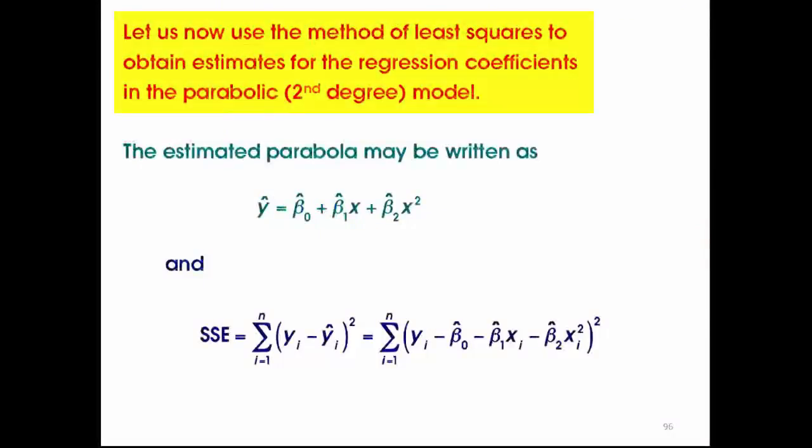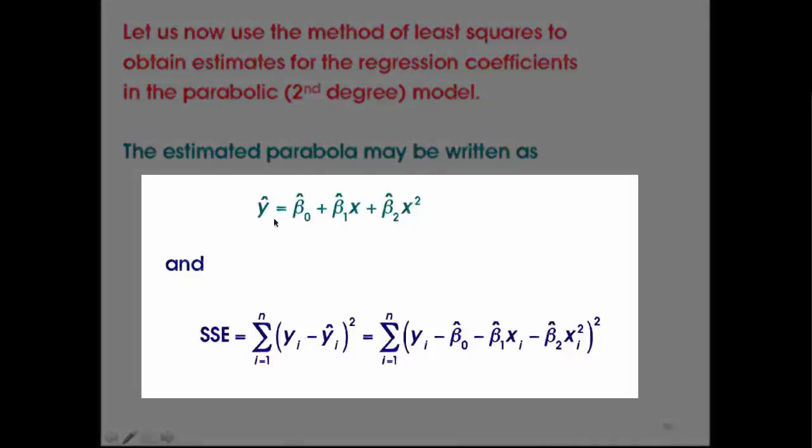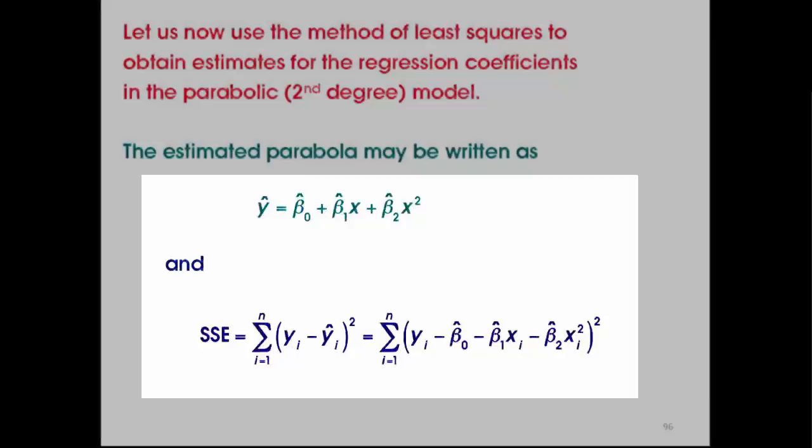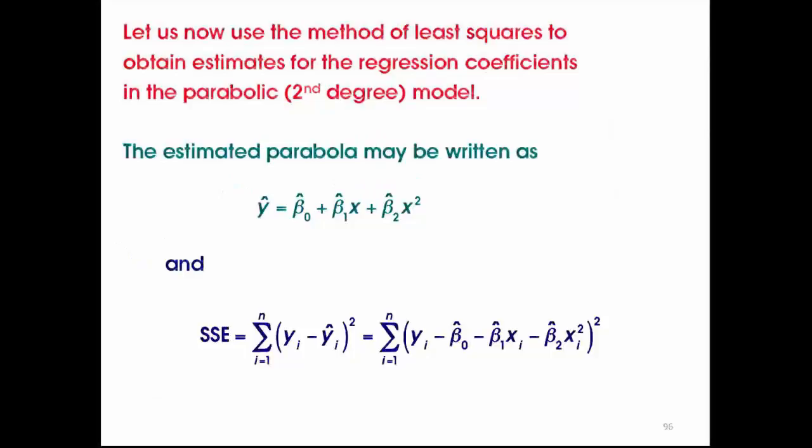So let's use the method of least squares to obtain estimates for the regression coefficients for the second order polynomial model. This estimated parabola may be written this way: y is equal to beta naught plus beta 1x plus beta 2x squared. Again, the error sum of squares is just like before. It's the sum of the squared deviations of each value of y about the predicted values of y. But now the predictions are based on the second order polynomial model, so it's y minus beta naught plus beta 1x plus beta 2x squared. Everything's the same, it's just that the prediction is different, so we're computing the deviations about a different model.